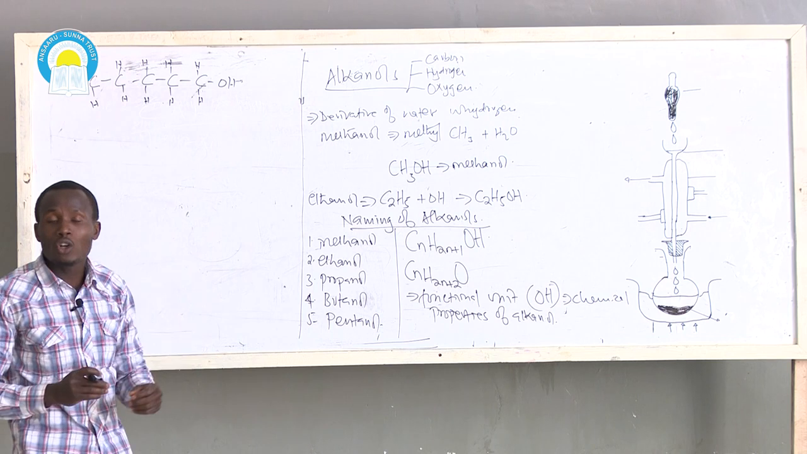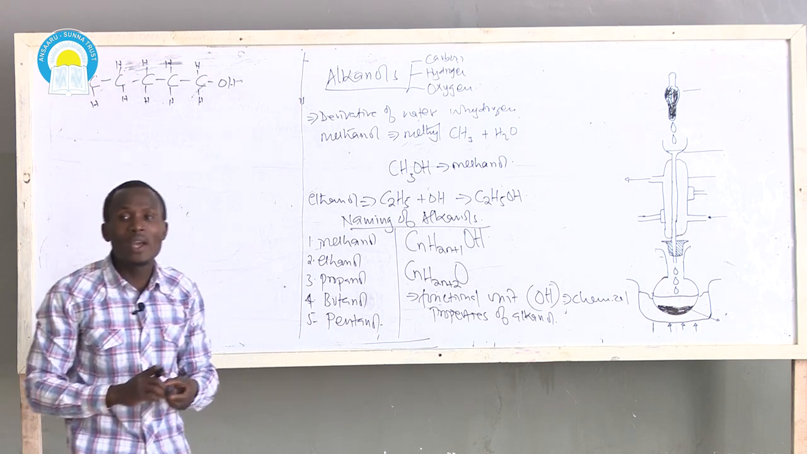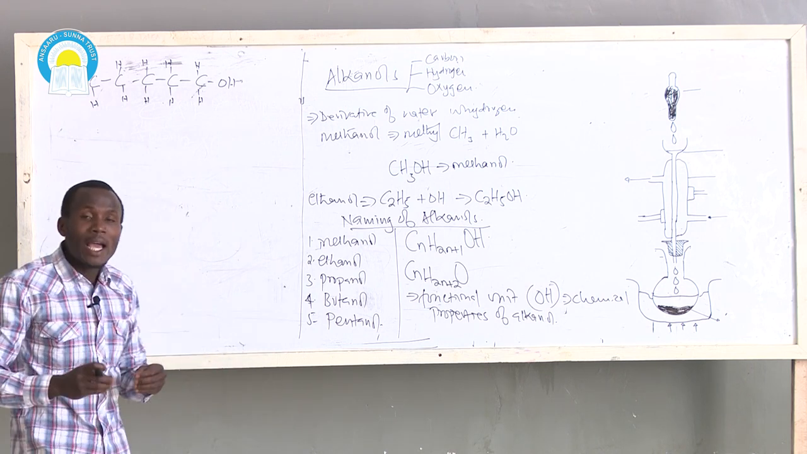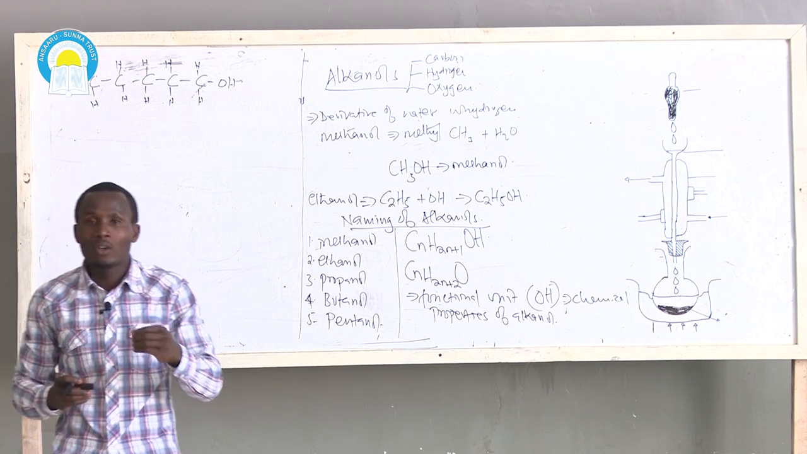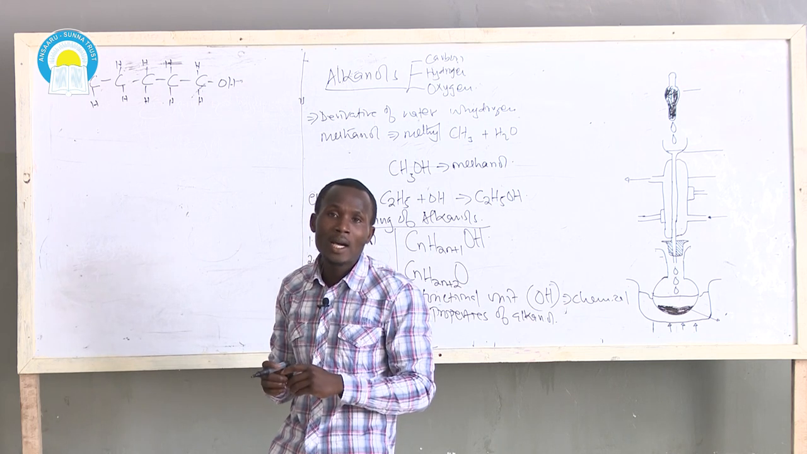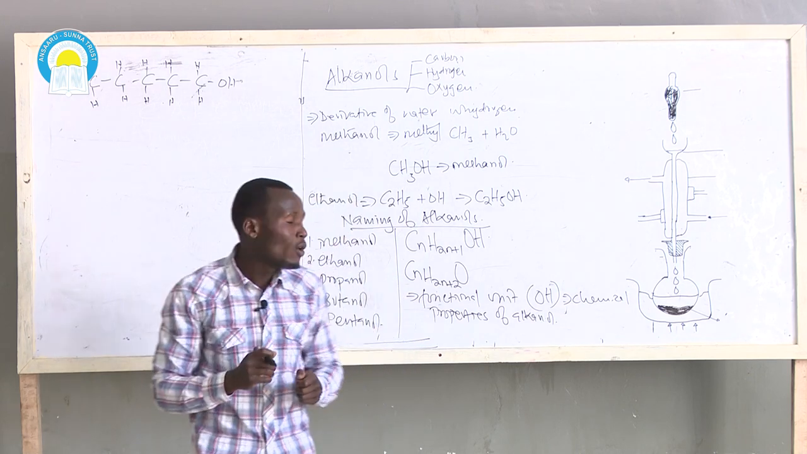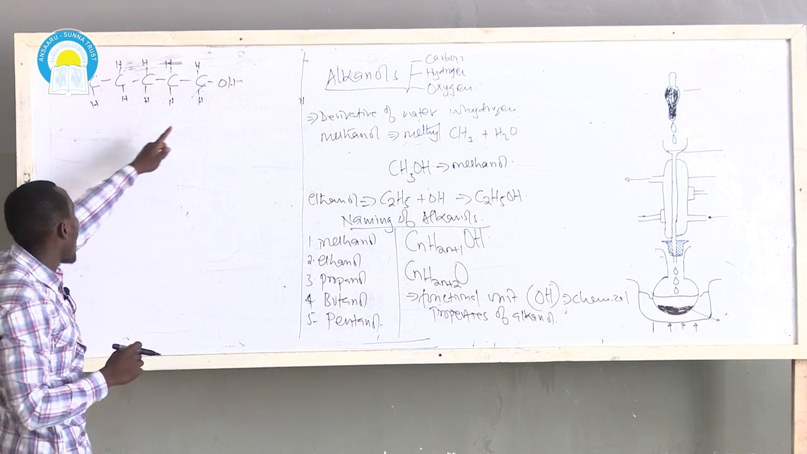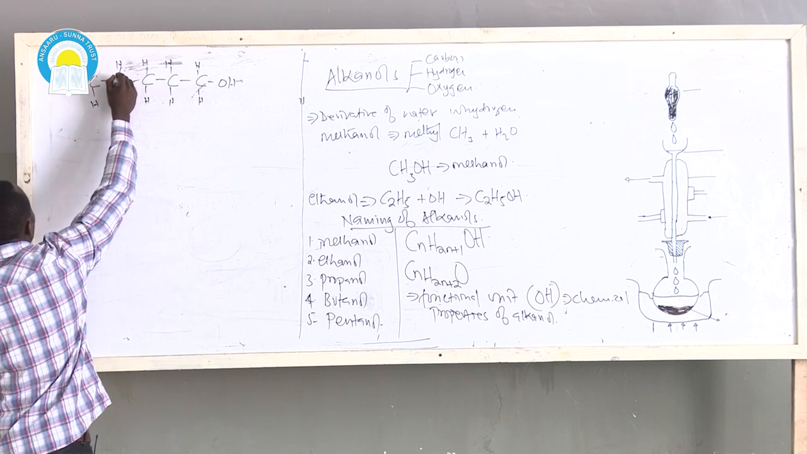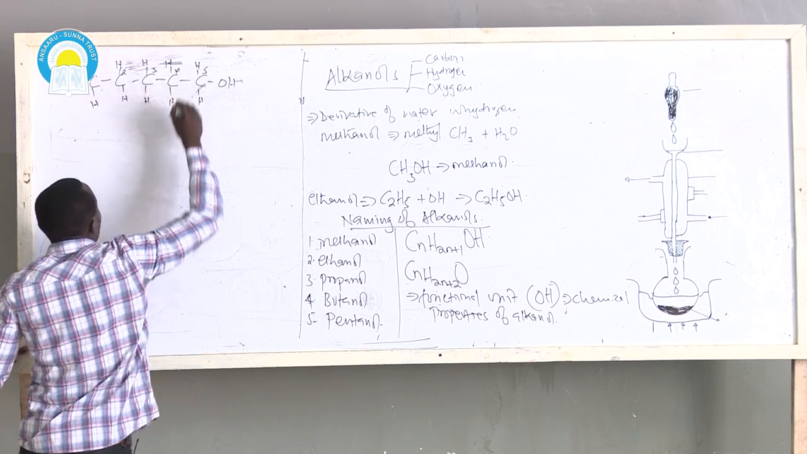5 carbon atoms, that is pent. So the name is given as pentanol. At the same time, when naming alkanols, we are supposed to identify the position of the hydroxide ion, giving it the lowest number possible from the chain. For example, according to this one, if we start naming from this side, we are going to have 1, this is carbon number 2, carbon number 3, carbon number 4, carbon number 5.